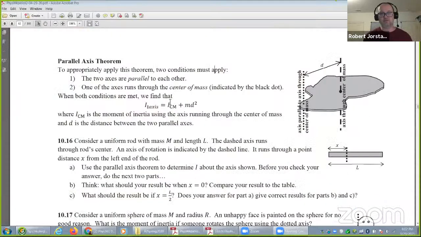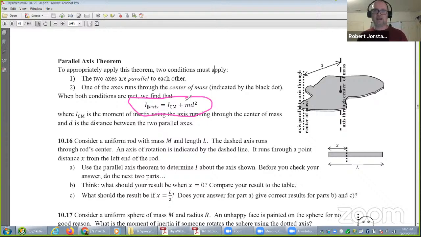Let's correctly apply it. Now, you may make a mistake. I don't care. I want you to try, because if you try, you'll remember the answer better. All right? So I want to plug something into this right here. What do I plug in for ICM and for d squared? That's what you've got to tell me. Just try. It's okay to screw it up.